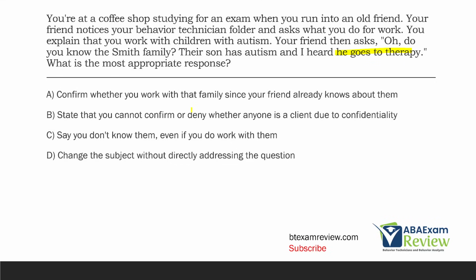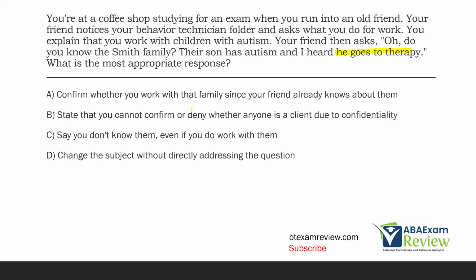B, state you cannot confirm or deny whether anyone is a client due to confidentiality. And you can do this in a pleasant way, but you can say, I can't give you information about who I work with. My ethics code says so-and-so. My HIPAA says so-and-so. You can't give any information either way.